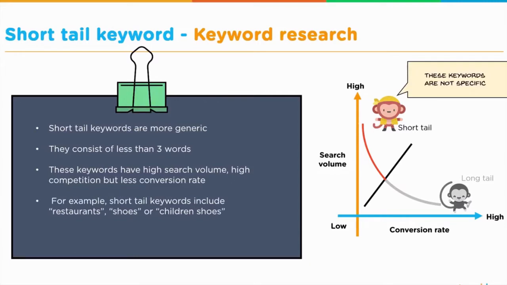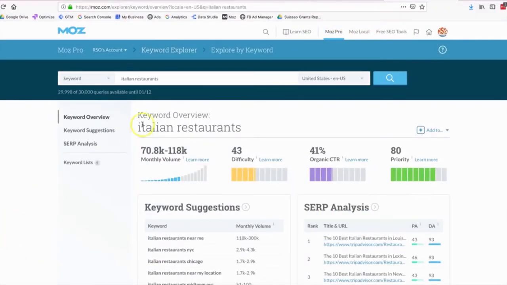So let's take an example of a short tail keyword. Let's just stick with Italian restaurants. I'm going to go to a tool called Moz. Moz has a tool called the Keyword Explorer. If you go to moz.com and use the Keyword Explorer, you can get an idea of how much volume and competition are associated with a particular keyword. In this example, we're using Italian restaurants. It's a very broad keyword.